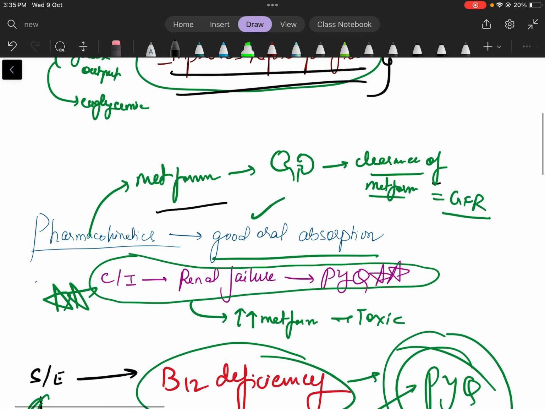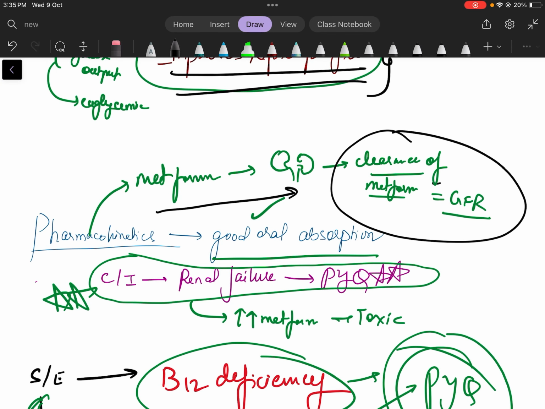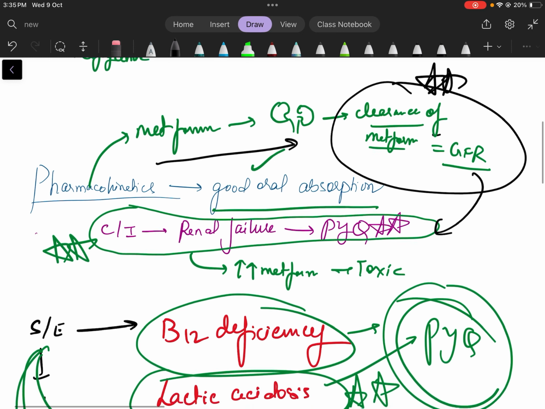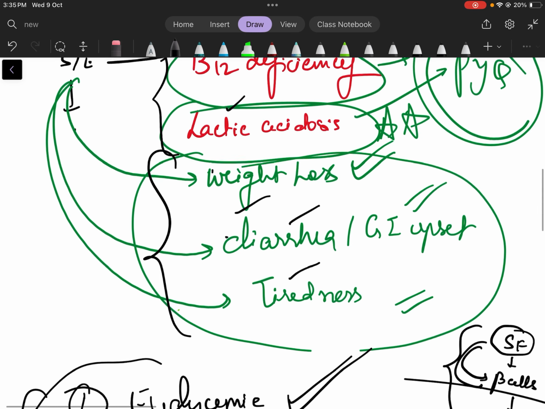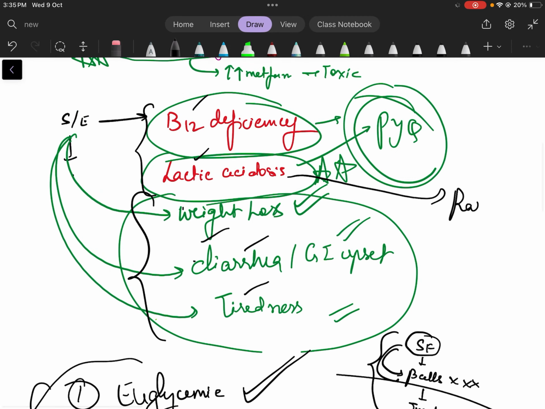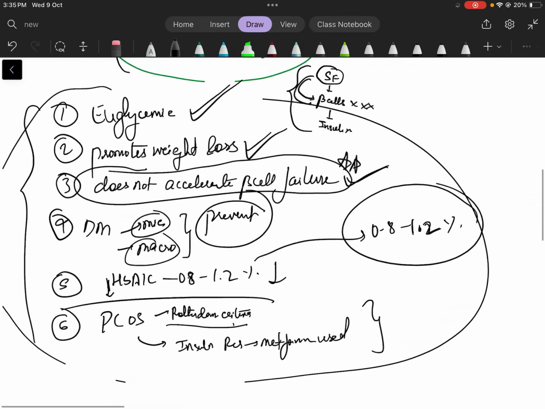Since metformin is excreted through the kidney, clearance of metformin is approximately equal to GFR, hence it's contraindicated in renal failure. It's repeatedly asked in your NEET as well as INI. Most common side effects are weight loss, diarrhea and tiredness. Other two important ones are B12 deficiency as well as lactic acidosis. This is quite rare to occur. And these are the special 6 features of metformin.